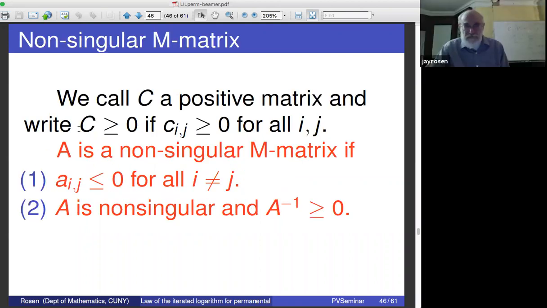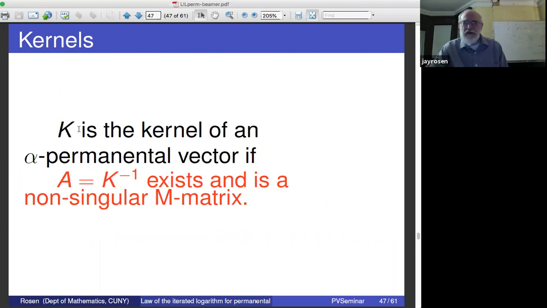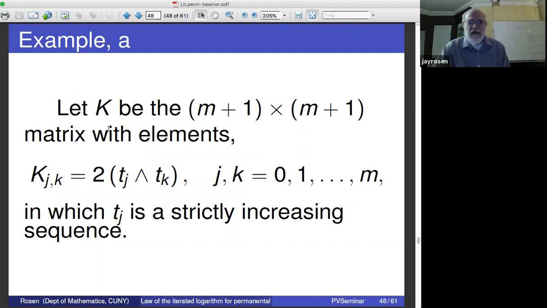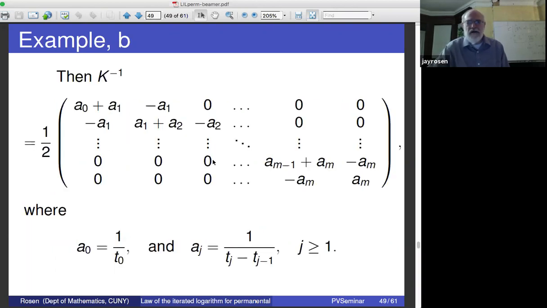Okay, so this is an M matrix, and there's a fact that if we have a matrix whose inverse is an M matrix, then it's the kernel of a permanental vector. Let me give an example of that. This is the case corresponding to Brownian motion killed the first time it hits 0. This would be the potential, twice the infimum. And if you just check things out, you could find the inverse of this is given by, lo and behold, an M matrix. The off-diagonal terms are negative. And in fact, most of the row sums are 0, but that's not important. The main point is that in general, the off-diagonal terms are negative.